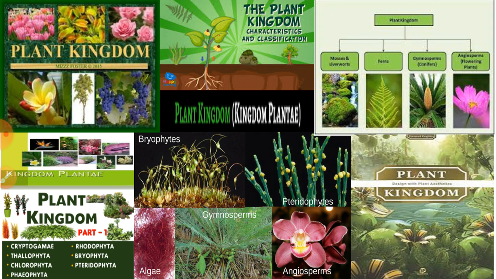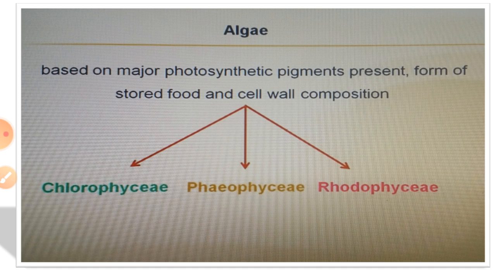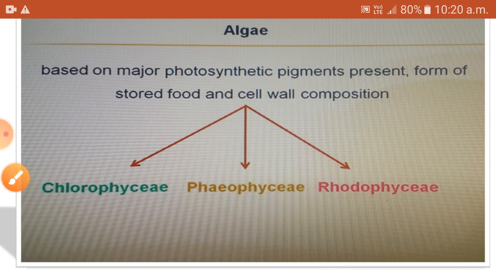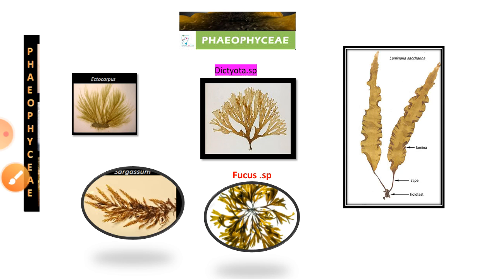Hope all of you have gone through the life cycle of Chlamydomonas, the divisions of algae and the introduction to the plant kingdom. Now coming to the second class of algae, the Phaeophyceae. The common members of this class are Ectocarpus, Dictyota, Sargassum, Fucus and Laminaria. From these images, you must have noted that they are all brown in color. So the members of this group are called brown algae.